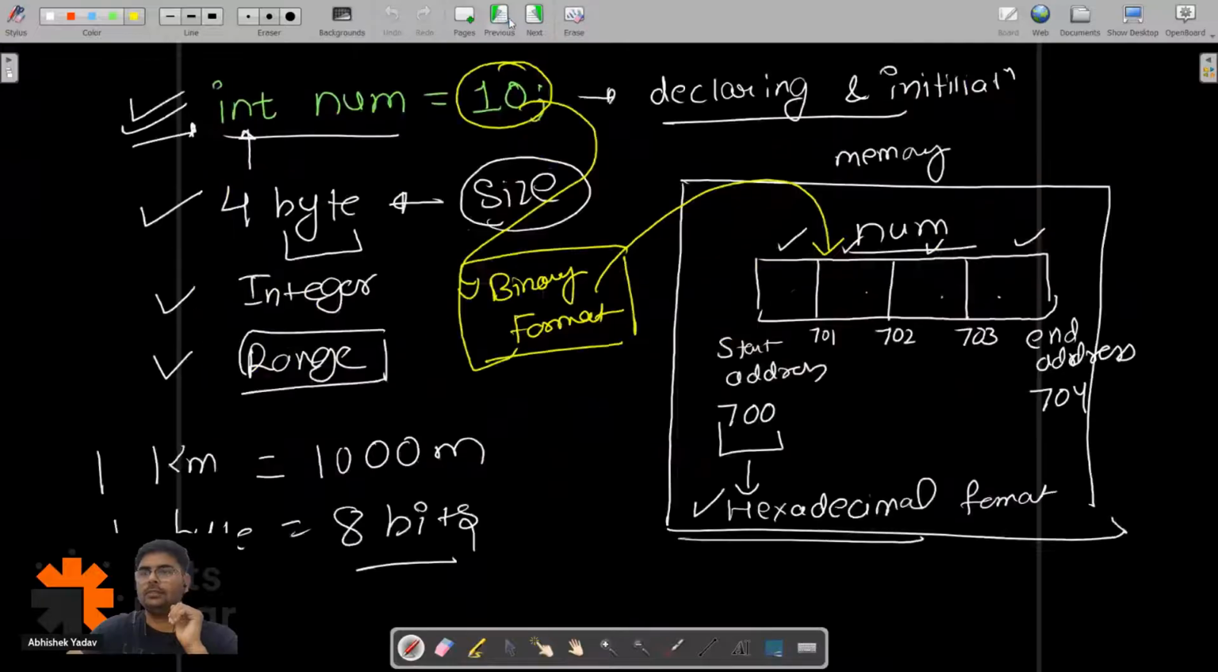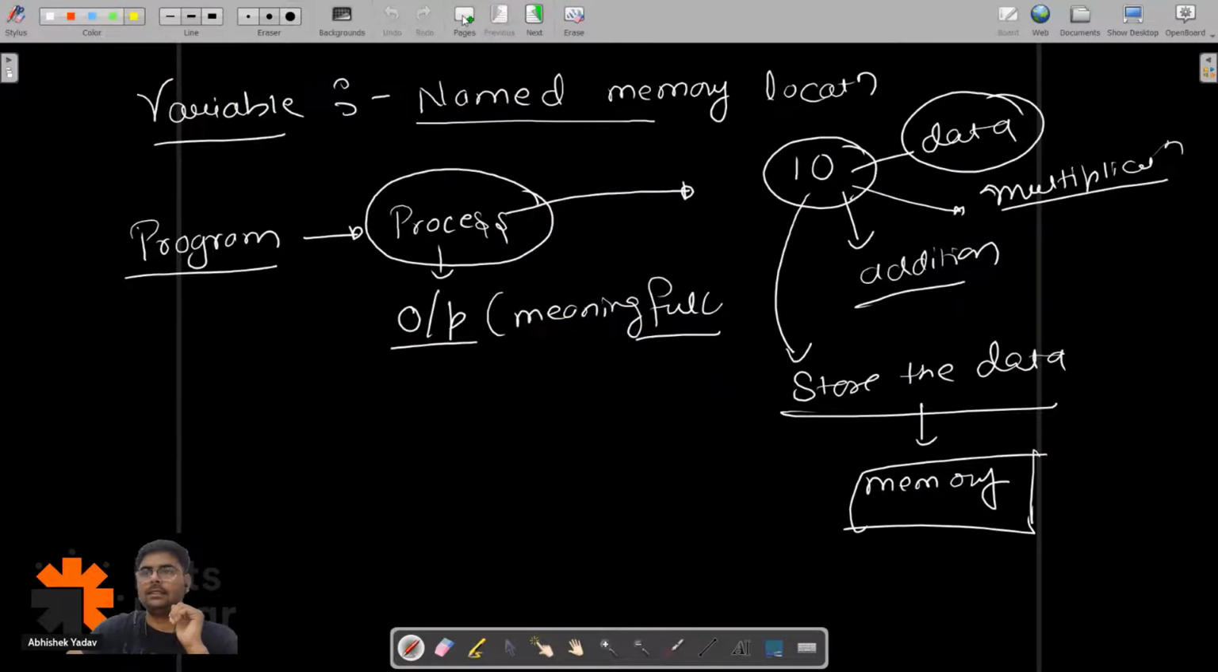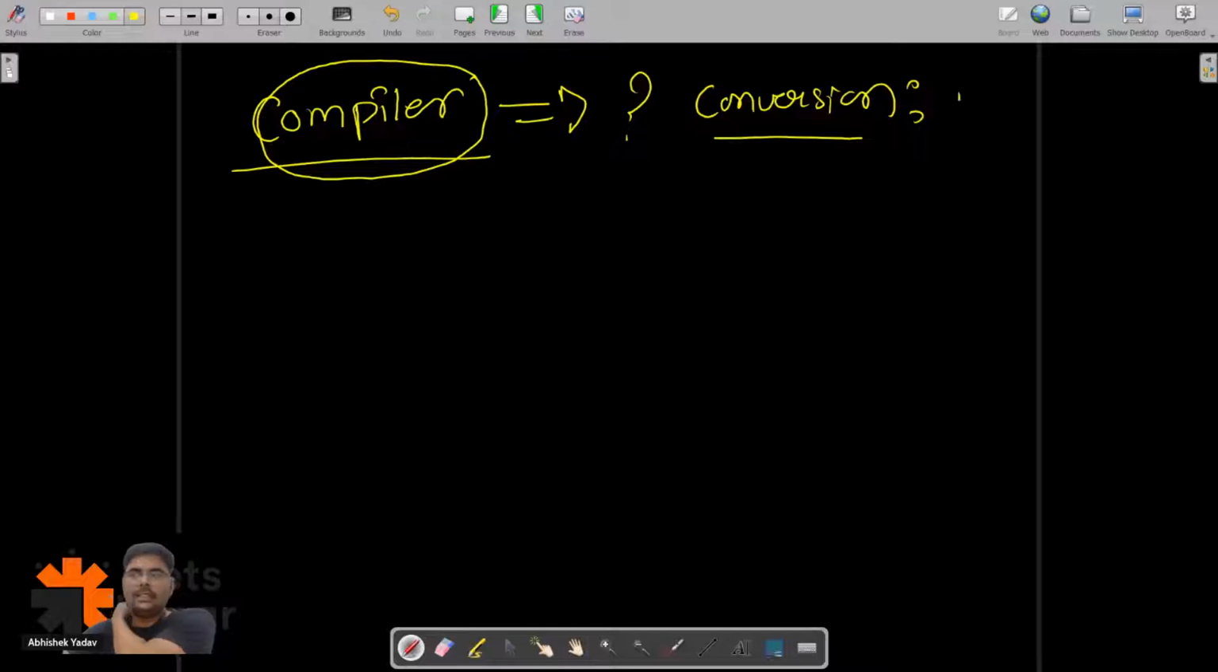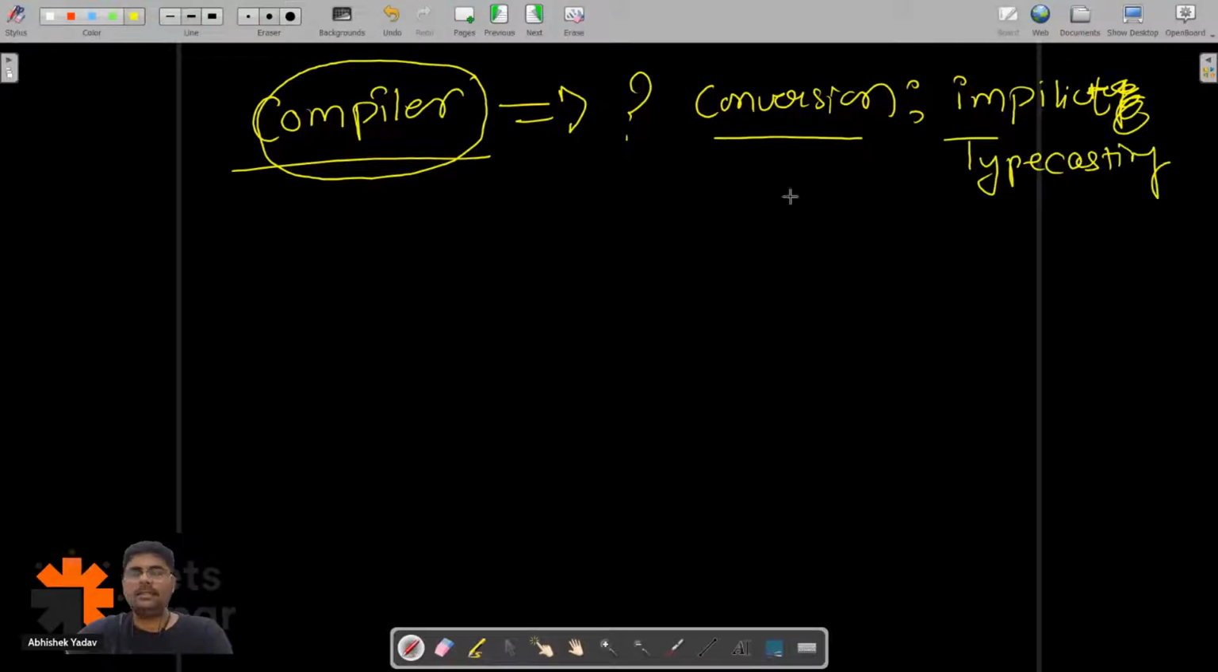So now let's move to the next part. Basically we are saying that there is a conversion happening behind the scene, and that conversion is done by the compiler. You can see in the chat, most of you are saying this kind of conversion is called implicit conversion. That is implicit typecasting, right?